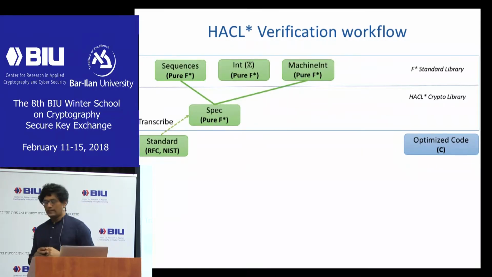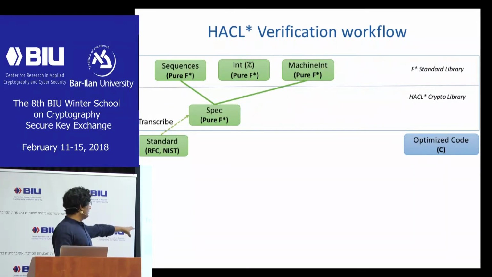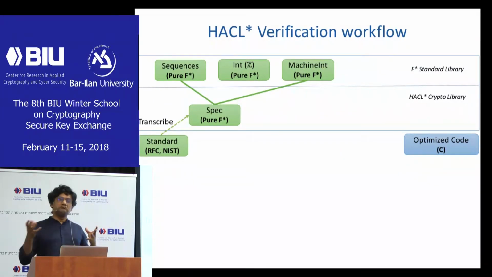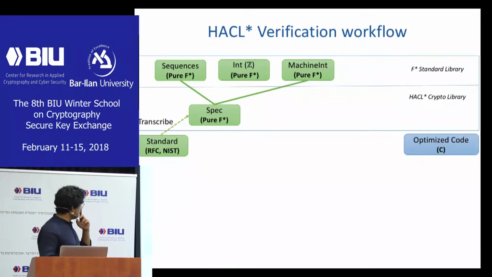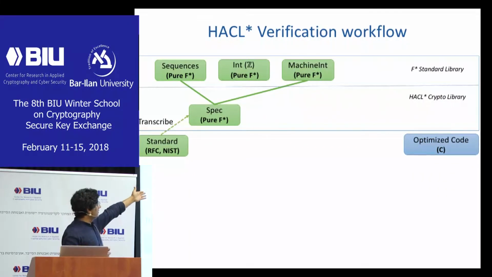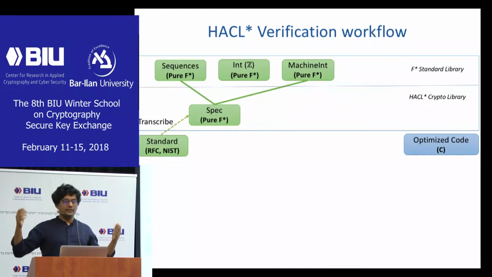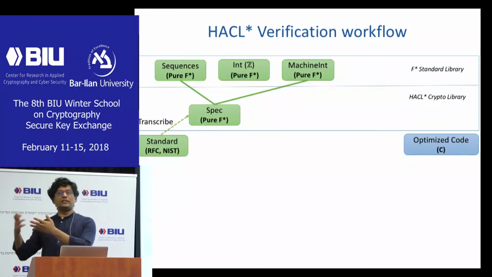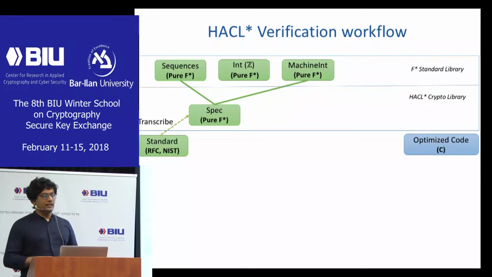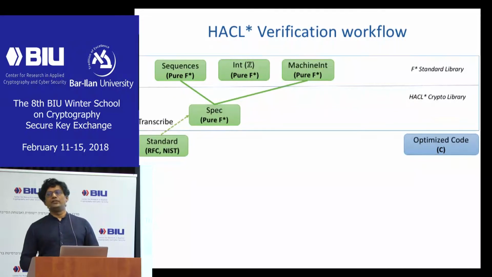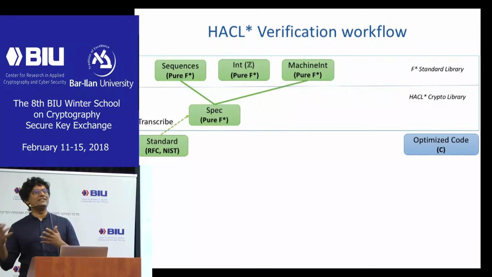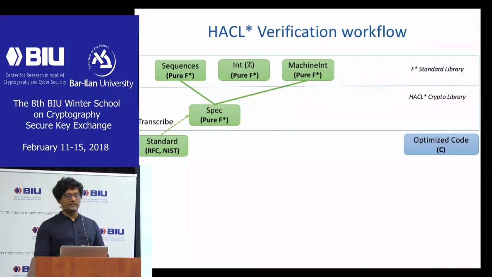So the first thing that we do is you can take the NIST spec or the RFC, and you can transcribe that spec, hopefully in a very elegant manner, to what is called a pure spec in F star. This is the language that I'm going to show you what it looks like. And this spec is allowed to use certain features of the language. It can use arbitrary precision integers called int. It can use machine integers like 32-bit integers, 64-bit integers, whatever. It can also use arbitrary length sequences and so on. So it's like a specification where you can use things which may not be easy to implement efficiently. You can use whatever high-level concepts.